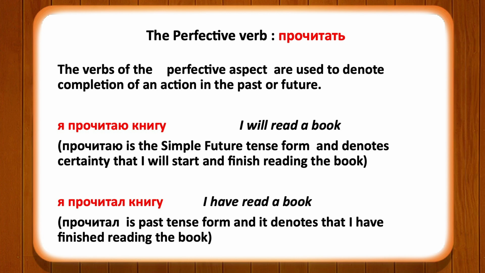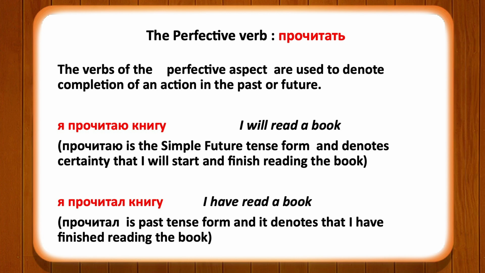Compared to ya budu chitat knigu, ya prachitayu knigu, I will read a book. The difference between ya budu chitat and ya prachitayu: both indicate future tense. Here the use of the perfective aspect verb denotes certainty that I will start reading the book and will finish reading the book. Ya budu chitat is a complex future tense which also you have learnt about, and there is simple future tense which is formed by using the perfective aspect verb, just like chitat, prachitat and so on.